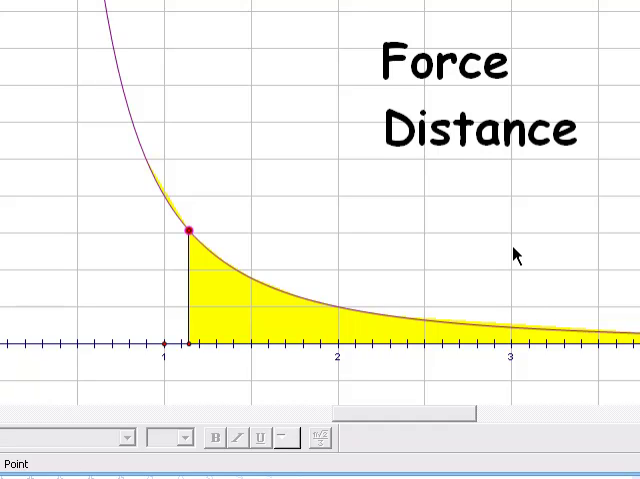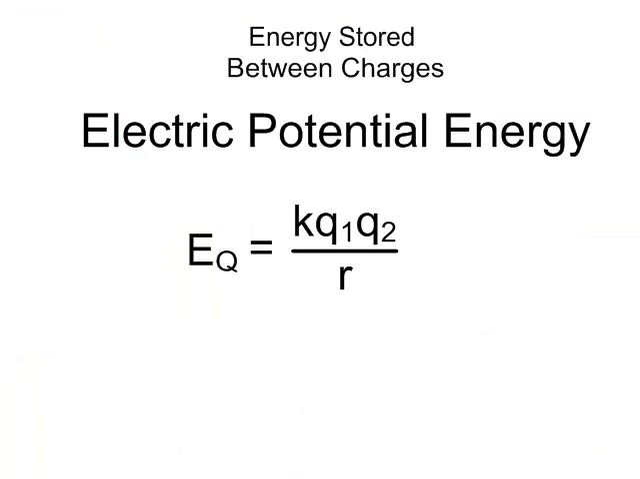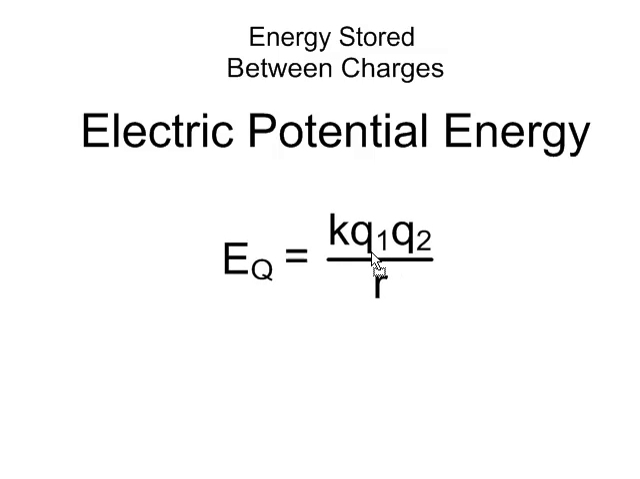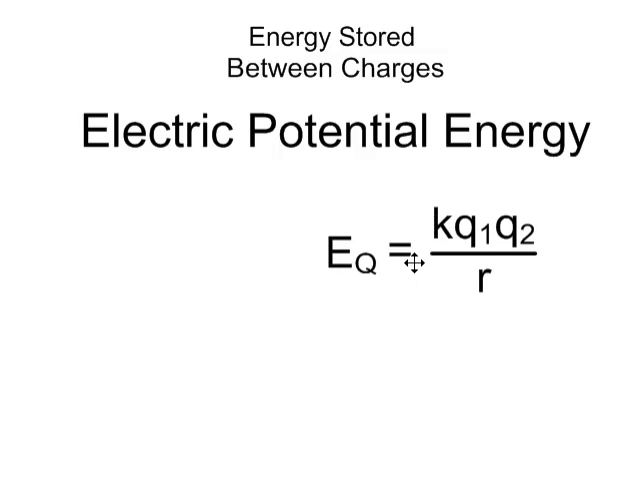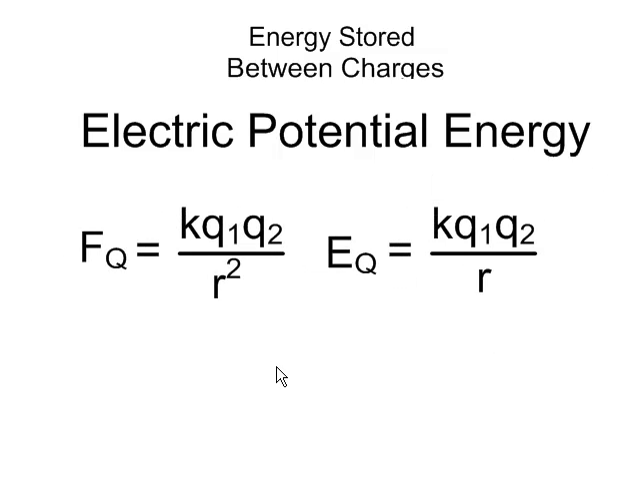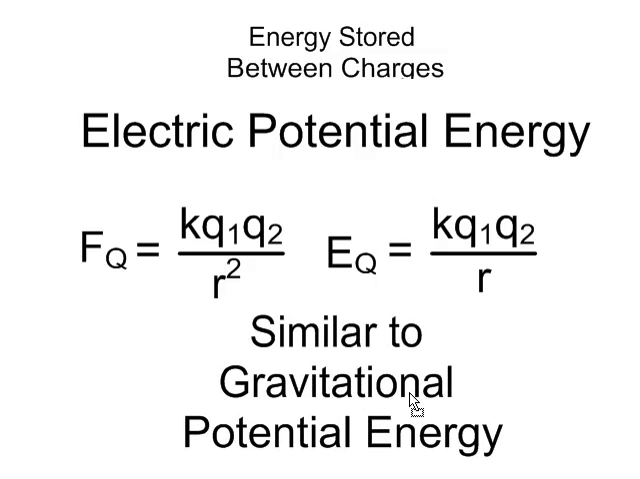Now, very similar to gravitational potential energy, electric potential energy is the area underneath the force distance graph. And so a nice calculus proof would tell us that the equation looks almost exactly like the equation we dealt with when we were dealing with gravitational potential energy, and it looks very similar to our force equation for predicting the force between two charges based on the distance of separation and the charges. So, electric potential energy is very similar to gravitational potential energy.